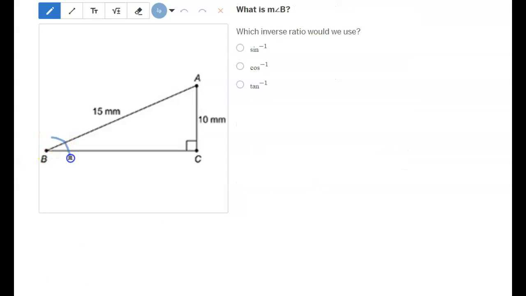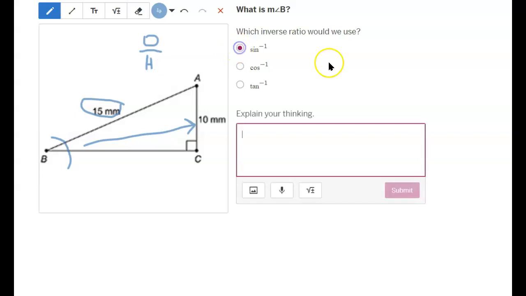In this question, we're looking for the measure of angle B. Which inverse ratio would we use? Pause the video and see if you can figure it out. We notice when we look at B that we can draw an arrow to the opposite. So the opposite is 10. We have that ratio, and we notice that we also have the hypotenuse. So if we have the opposite and we have the hypotenuse, then that means we're going to use the inverse of sine.